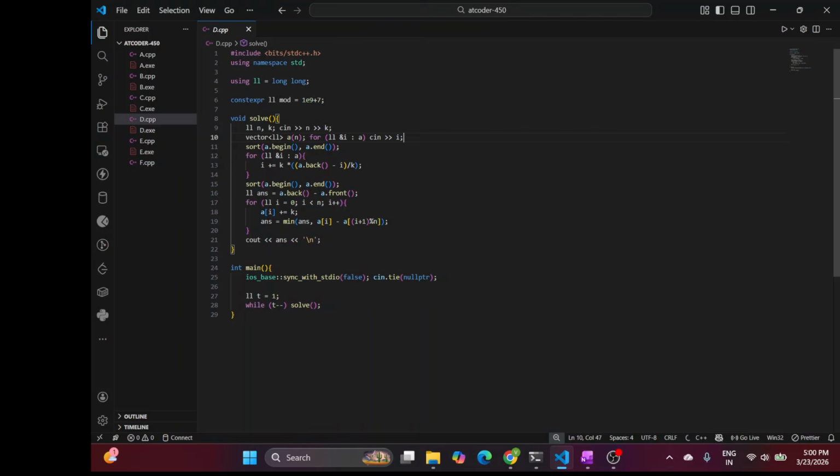So we first take the inputs, then sort the array. Then we do the operation we discussed, right? And sort the array again. Now our initial answer is our last value minus the first value. Then we increase our ith value and update the answer with the ith and i plus 1th values, taking the minimum of it, and finally print the answer.